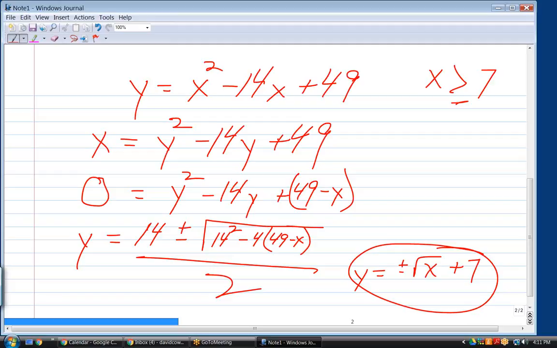I'm betting anything that 4 times 49 is the same as 14 squared. 4 times 49 equals 196. 14 times 14 equals 196. So this whole thing turns into that.